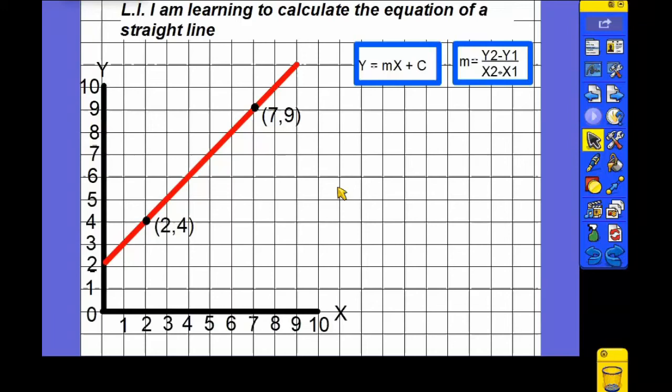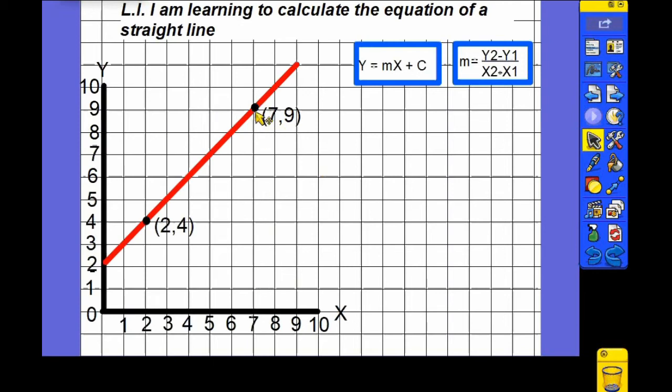Hi guys, in today's video we're going to be learning how to calculate the equation of a straight line. Now before getting started with this, it's really important that you already have a bit of a grounding in a couple of different areas. So first of all, you should be really familiar with how to label points on a graph. So you should know that we always do the x coordinate followed by the y coordinate.